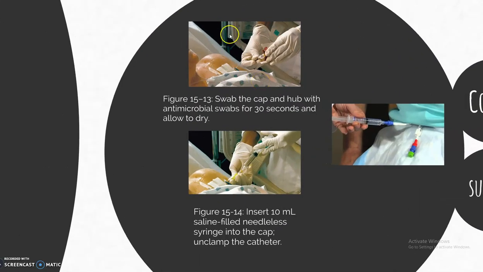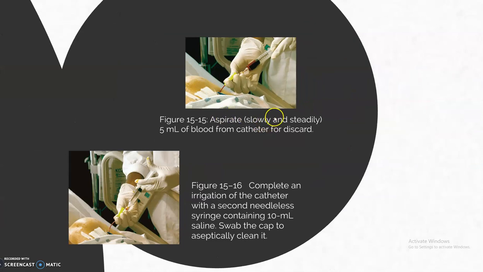CVC collection: they swab the cap and the hub with an antimicrobial swab for 30 seconds and allow it to dry. They're going to use a 10 ml saline-filled needleless syringe into the cap and uncap the catheter. And then they're going to go ahead and flush the line. They aspirate slowly. They'll take another syringe and aspirate 5 ml of blood from the catheter for discard. Then they're going to do another syringe to collect their actual blood sample.